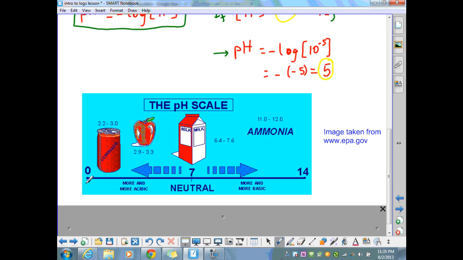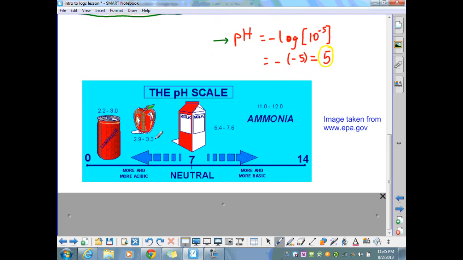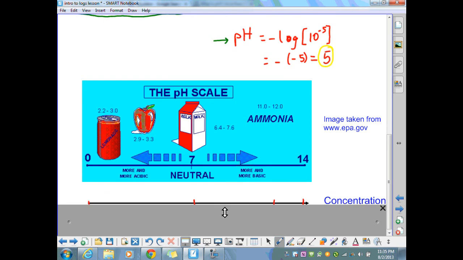Anything less than 7 and closer to 0 becomes more and more acidic. And if you have a solution with a pH that is higher than 7, that is, closer to 14, it becomes more and more basic. And it gives you some examples of solutions that are basic, and examples of things that are more acidic. But the idea is pH can be a number between 0 through 14.